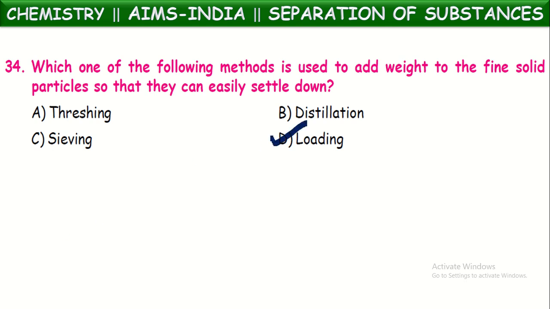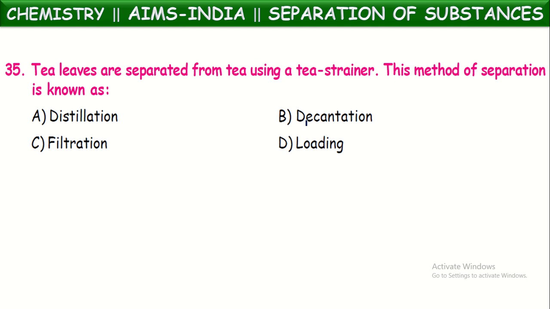Okay. Next, tea leaves are separated from tea using a tea strainer. This method of separation is known as, what do we call this process? So they take these tea leaves along with the tea and they pour through a tea strainer. So pure decoction of tea will come down and will be collected into one container. Those tea leaves will remain in that strainer. This process is called filtration, isn't it? It's called filtration.